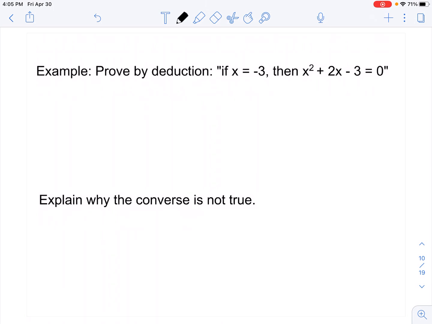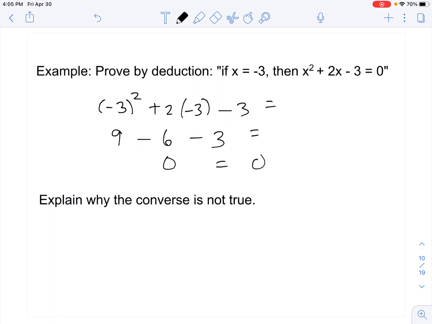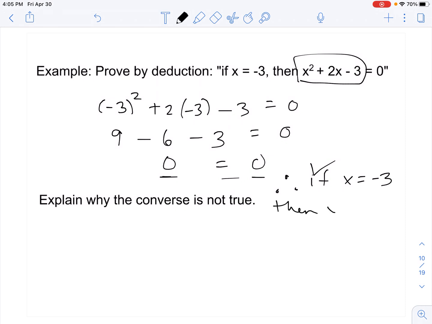Prove by deduction. If x equals negative 3, then x squared plus 2x minus 3 equals 0. Well, I can just prove this by substituting in negative 3 squared plus 2 times negative 3 minus 3. I get 9 minus 6 minus 3. 0 equals 0. So you can see that I'm only working with the left side of the equation, and I'm proving that I get 0. So yep, it's true, I proved it. So I could say, therefore, if x equals negative 3, then x squared plus 2x minus 3 equals 0.